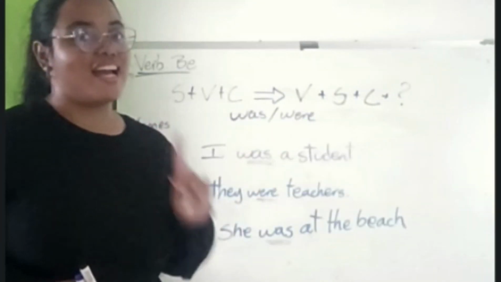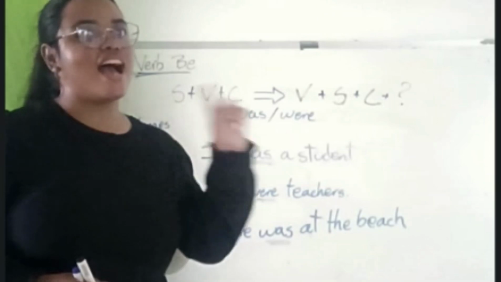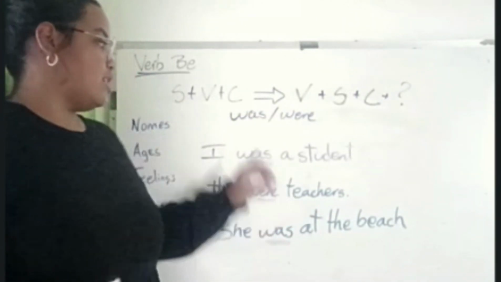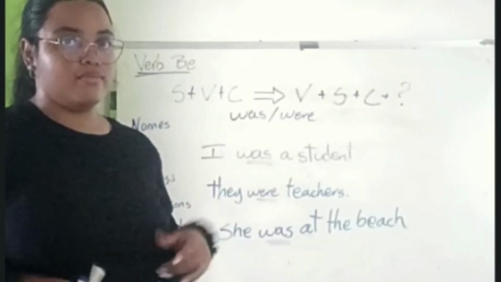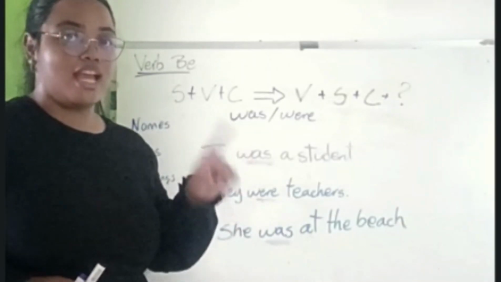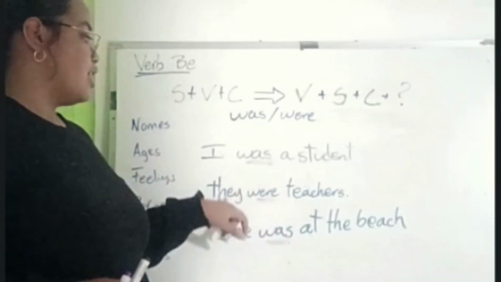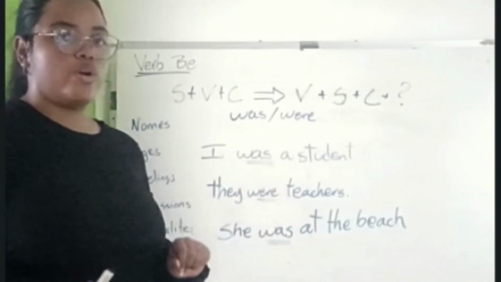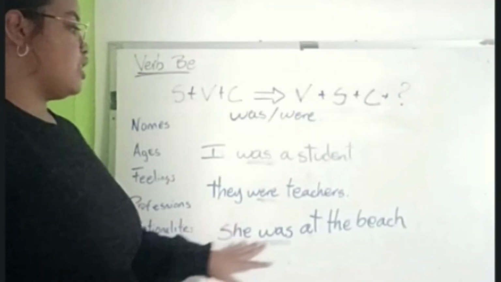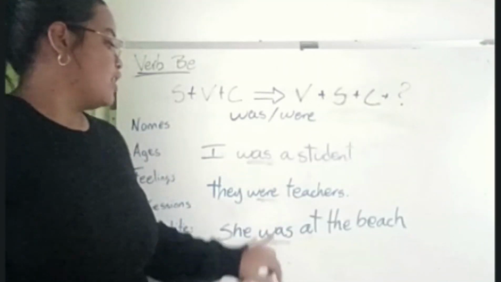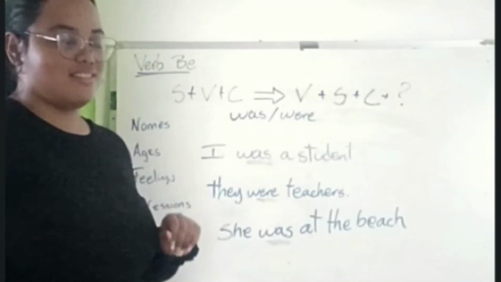I was a student. As you can see, the only thing that changes is the verb. It was in past tense. They were teachers. We changed the verb to were to talk in past tense. She was at the beach. Was changed to past tense.